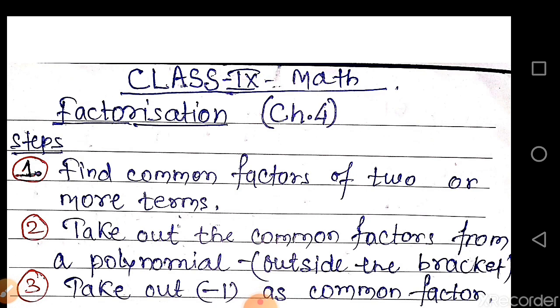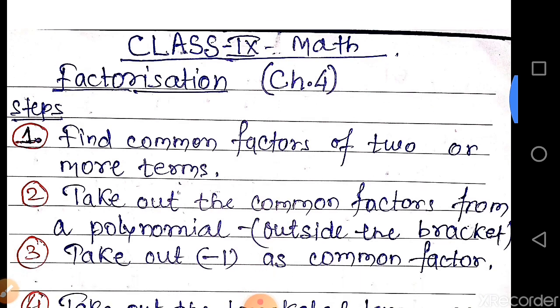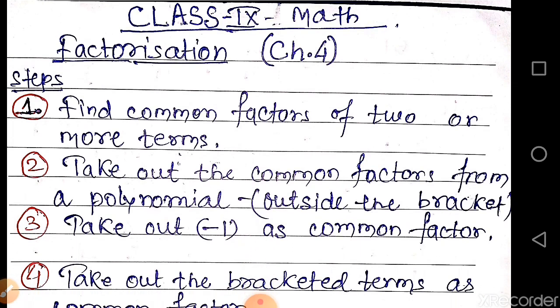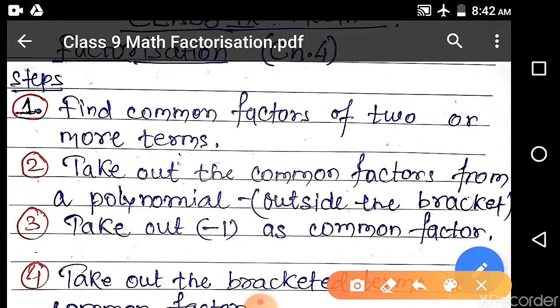We will learn how to factorize a polynomial. This is from chapter 4 of your maths book. We have some steps to follow for the factorization. There are actually 9 steps I have mentioned here. You should write all the steps starting from the first one. Find out the common factor. Find out the common factor of two or more terms. Here terms means the individual terms which make a polynomial.